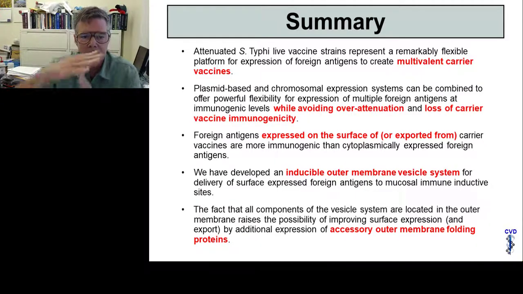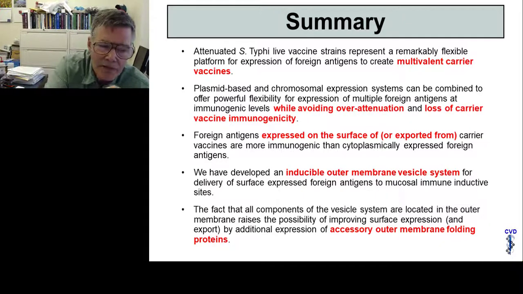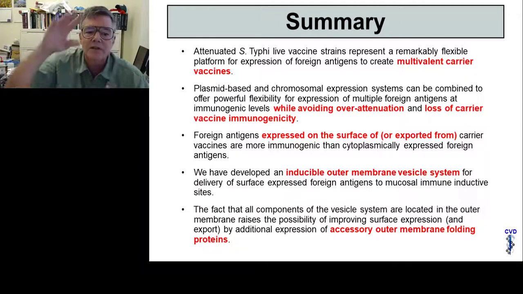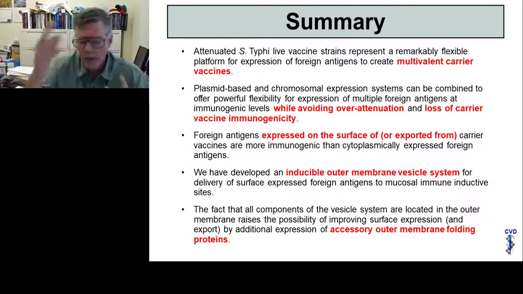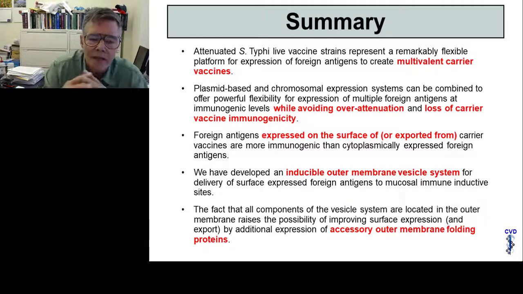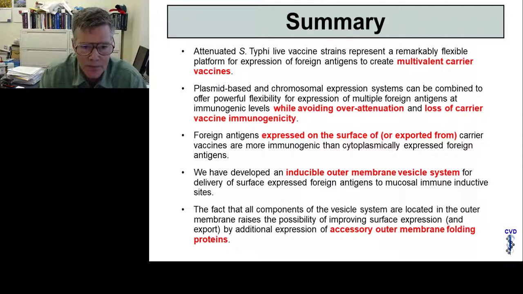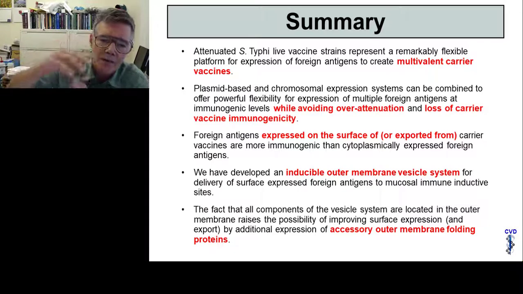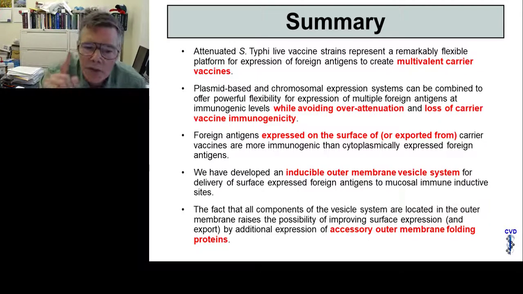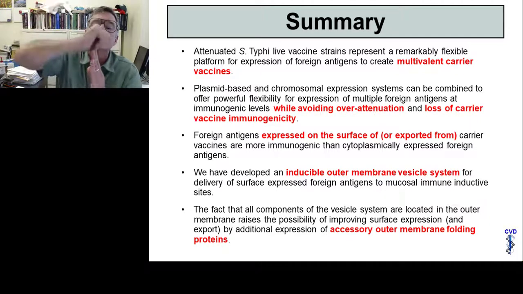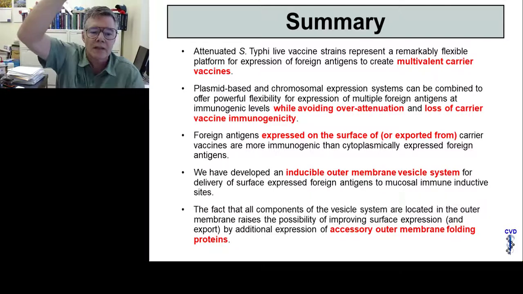Achieve the balance, okay? I think I've shown reasonably clearly that foreign antigens expressed on the surface or exported are more immunogenic than cytoplasmically expressed proteins. Perhaps more importantly, if we can get them out to the surface, we've developed an inducible, not constitutive, outer membrane vesicle system for efficient delivery of these foreign antigens as vesicles to the mucosal immune system.